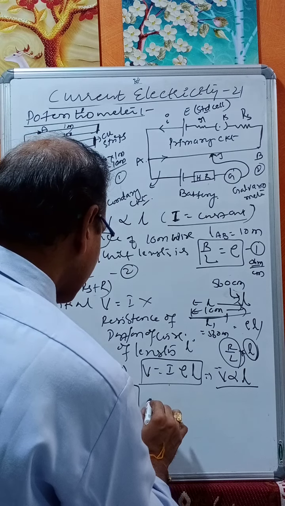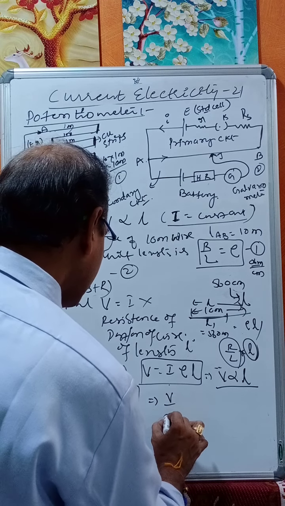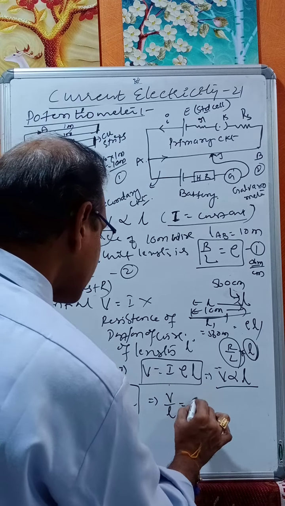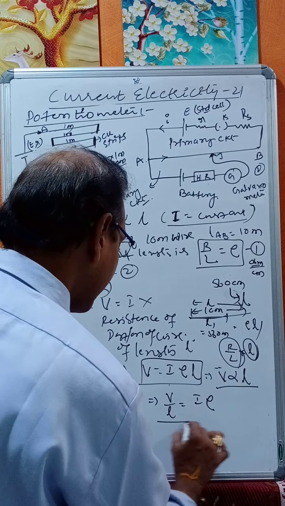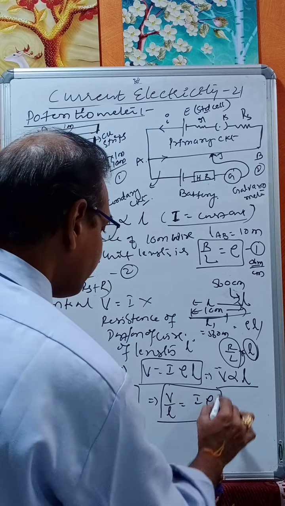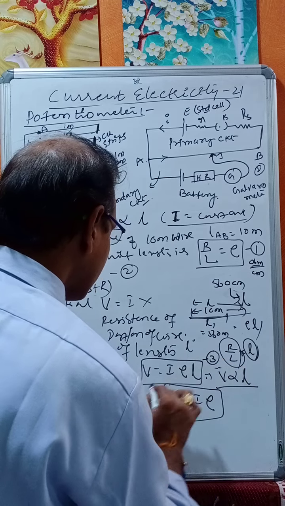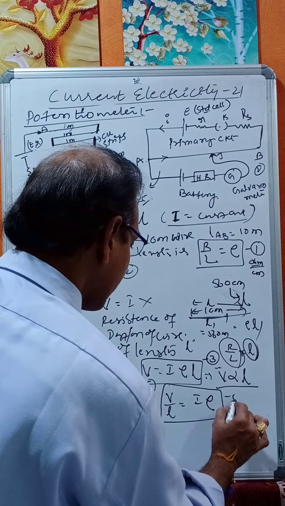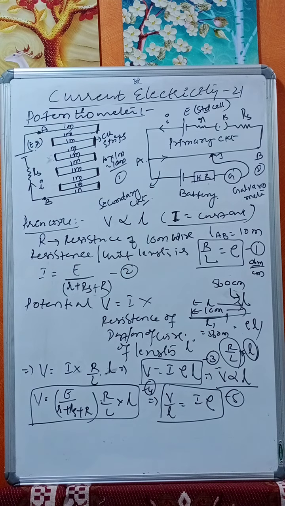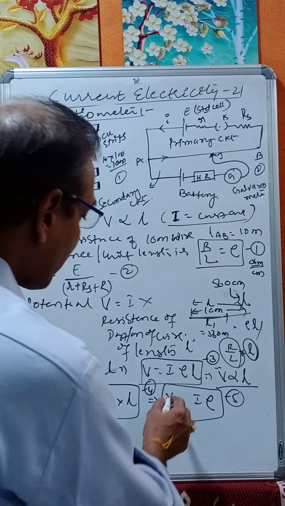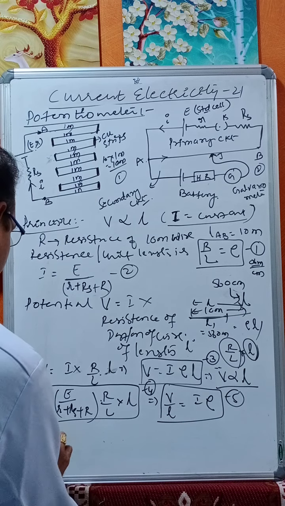From this equation, V by l is equals to I rho. Take this as equation 3, this is equation 4, this is equation 5. V by l is equals to I rho. Now what is V by l? V by l is called the potential gradient.